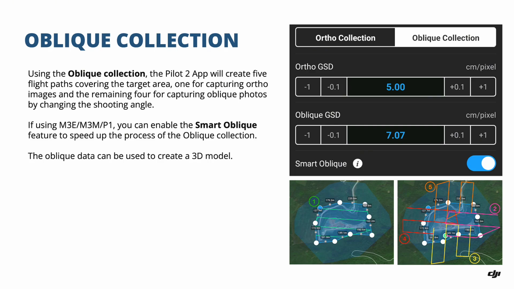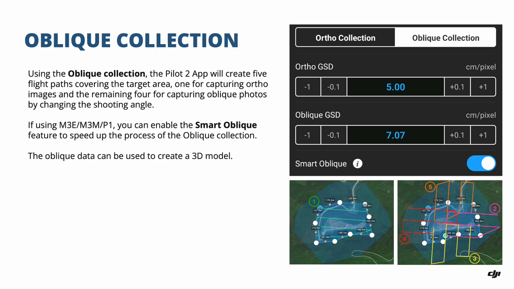Using the oblique collection, the drone can collect data from the side of the objects. The cost involves more flight routes and time, as well as a larger flying area. The default oblique shooting angle is -45, but you can adjust it accordingly. Oblique collection is mainly used to reconstruct a 3D map.